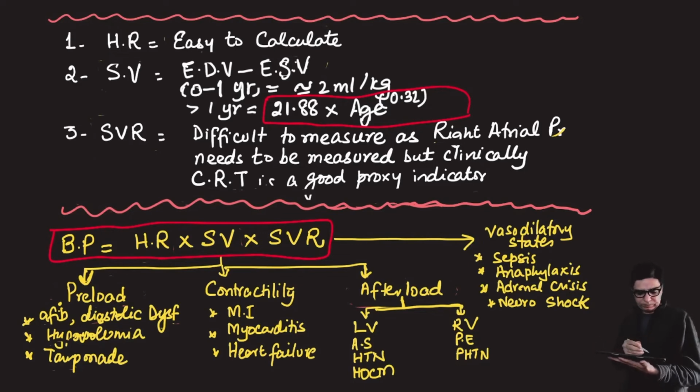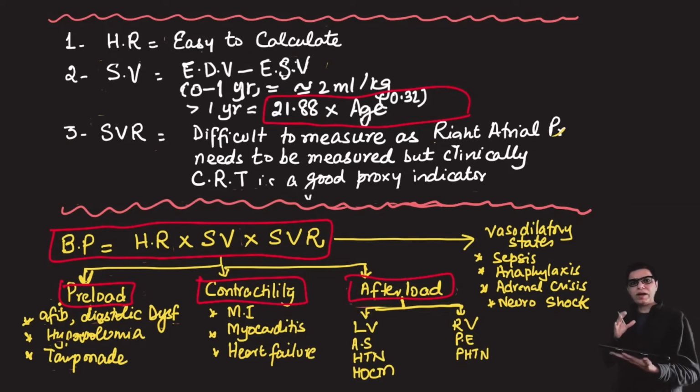One is known as preload. The other is the contractility of the pump, that is the contractility of the heart, and the afterload. So, quickly going through these three concepts. Preload is the amount of blood coming towards the heart. Remember, the heart cannot pump blood if not enough blood is coming towards it. A certain amount of blood needs to come into the heart before every beat, before it can throw that blood out. So that is preload.